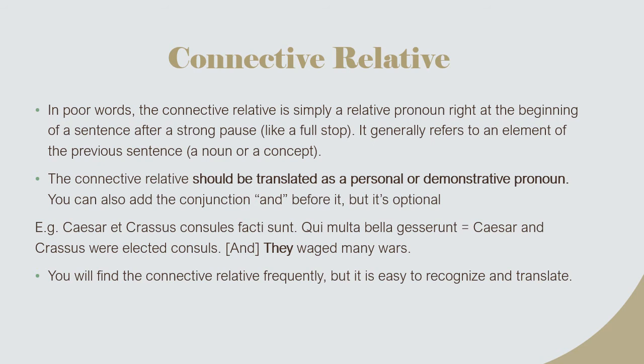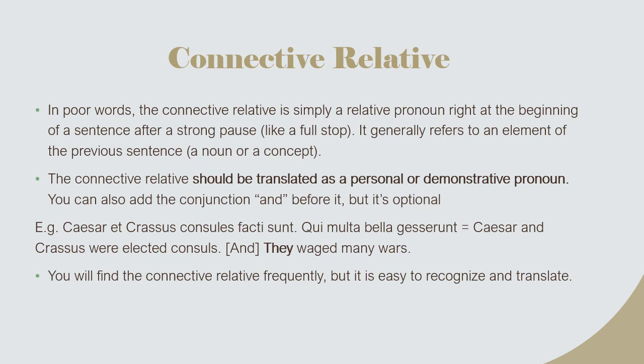So the connective relative should be translated as a personal or demonstrative pronoun. And before it, you can also add the conjunction and. But it's optional, I mean, it's up to you. It depends on a stylistic choice. So here is an example. Caesar et Crassus consules facti sunt, qui multa bella gesserunt. So Caesar and Crassus were elected consuls, full stop, and they waged many wars.